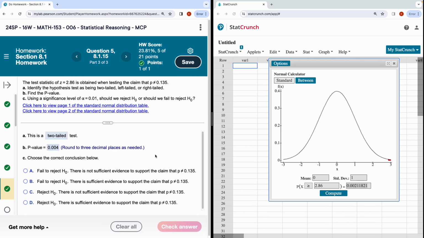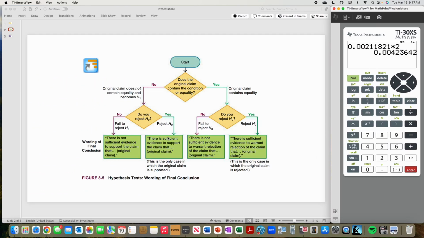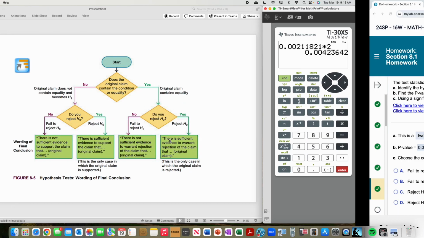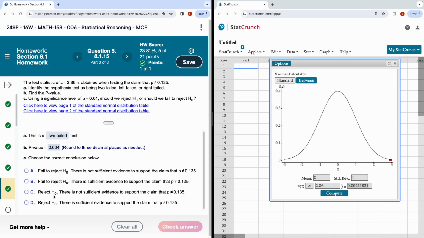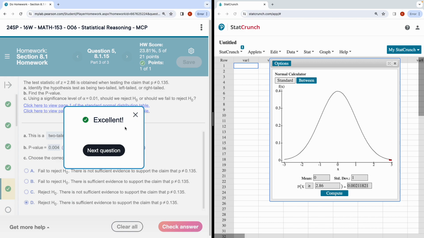All right, so let's go back here. We've decided that we are going to reject our null hypothesis. So let's start here. Does the original claim contain the condition of equality? No, it has not equals, right? So we're going to go here. Do you reject the null hypothesis? Yes, we do. When the p is low, the null must go. And so it says here that there is sufficient evidence to support the claim that the proportion is not equal to 0.135. I'm going to check that answer, and I get that one right.